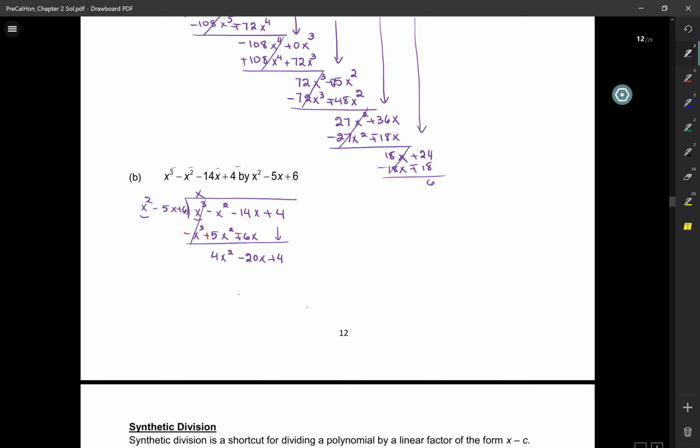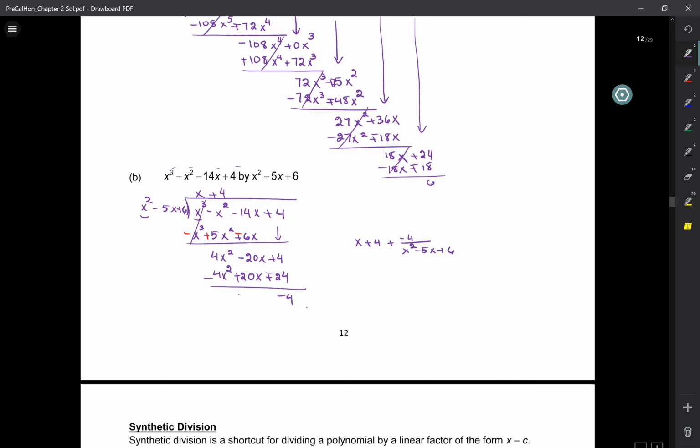So 4x squared over x squared is plus 4, so I get 4x squared minus 20x plus 24. And if I change these signs, then the remainder is negative 4. So that means that the answer is x plus 4 plus negative 4 over x squared minus 5x plus 6.